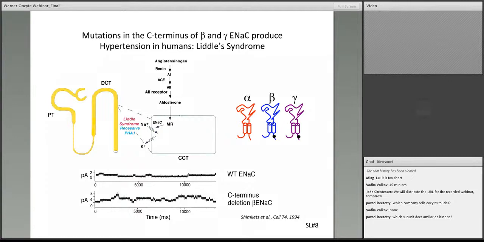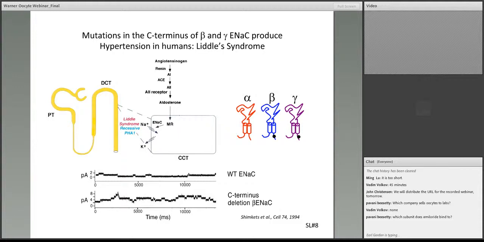We also use the two-electrode voltage clamp to demonstrate how some mutations found in the carboxy termini of beta and gamma subunits in patients with Liddle syndrome produce high blood pressure. ENaC is expressed in the apical side of cells in the kidney where sodium is absorbed. Too many channels lead to too much sodium and water intake into the blood, resulting in hypertension.